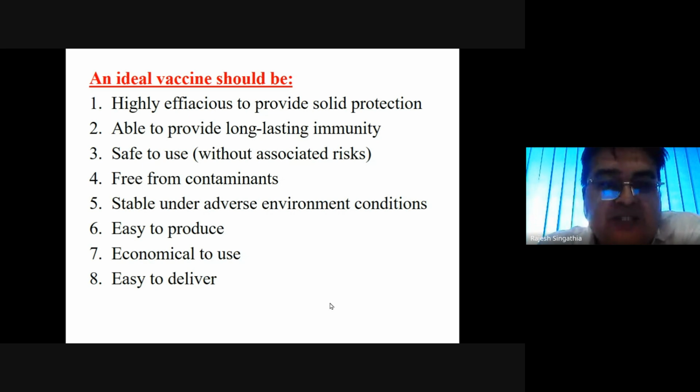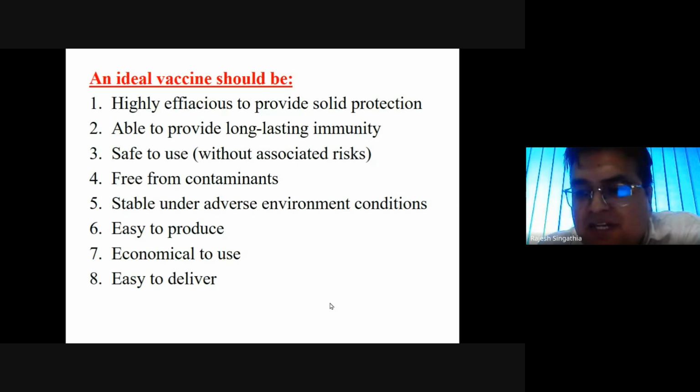Next very important point is that it should be able to provide long-lasting immunity. Some vaccines provide short-term immunity, some long-lasting immunity. So a vaccine should provide long-lasting immunity. The vaccine should be safe to use. Safety of a vaccine indicates the absence of, or an endurable level of, associated risk in the inoculated individual. Associated risk includes local or generalized adverse conditions. Sometimes there is fever after the vaccination. So a vaccine should be safe to use without any associated risk.